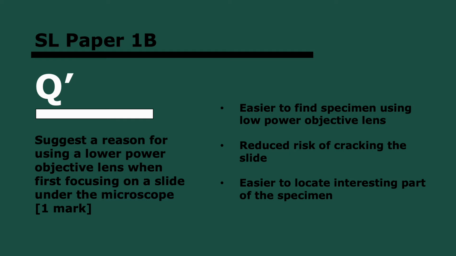And then the second one is reduced risk of cracking. Now, you might not have thought of this one, but it does make sense. Why? Because a lower power lens is smaller. So it's not as big, and therefore there's a lower risk of it actually touching and cracking the slide when you look at it. You might not have thought about this, but definitely write this down in your notes now, so that if a similar question comes up again, you can write it down.